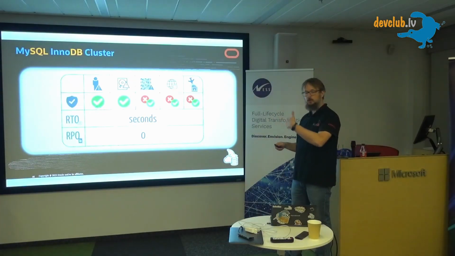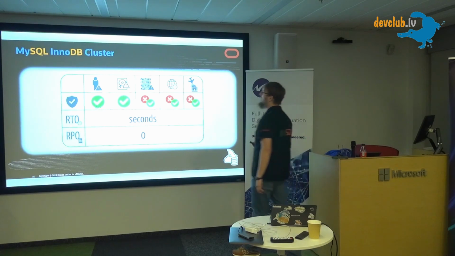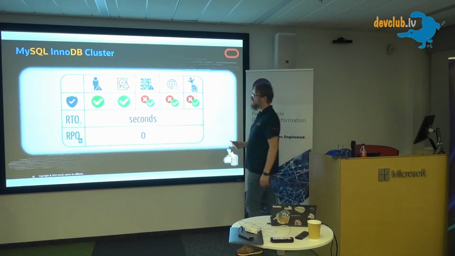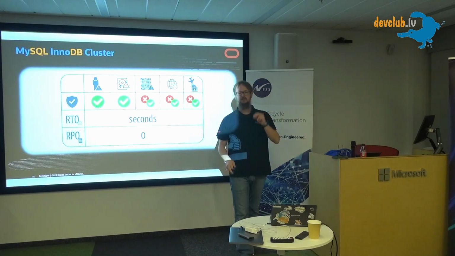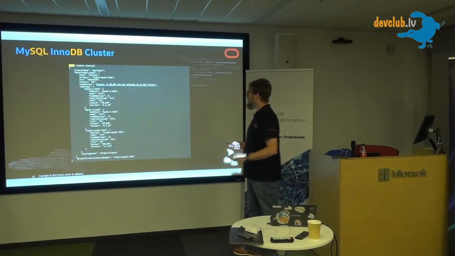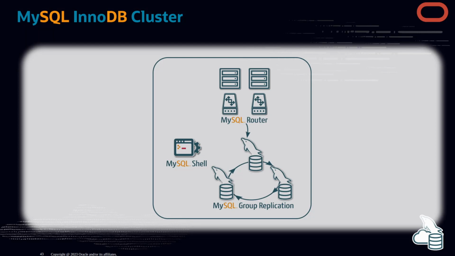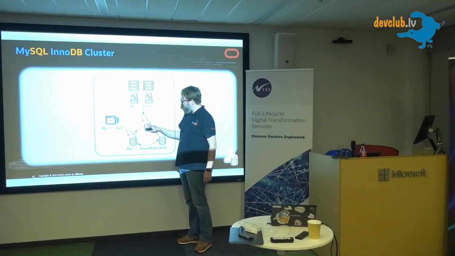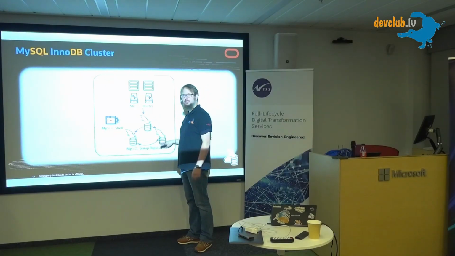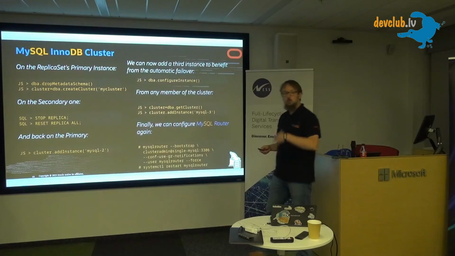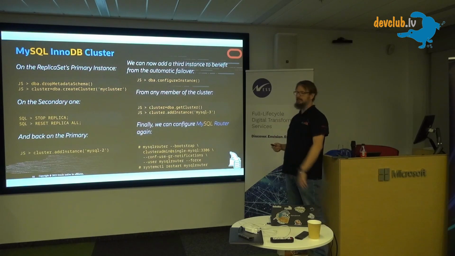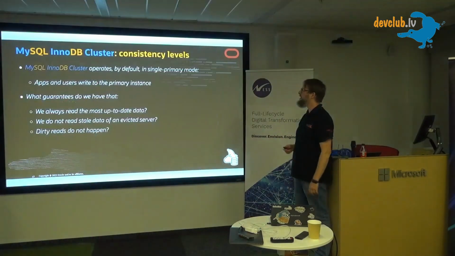If you have 5, you can have 2 failures. So now, with InnoDB cluster, we have RTO of seconds, RPO 0. We don't lose data, because every time the data is committed here, you are sure it has been committed there too. Or will be committed. Let's call it like that. We'll see the consistency after that.